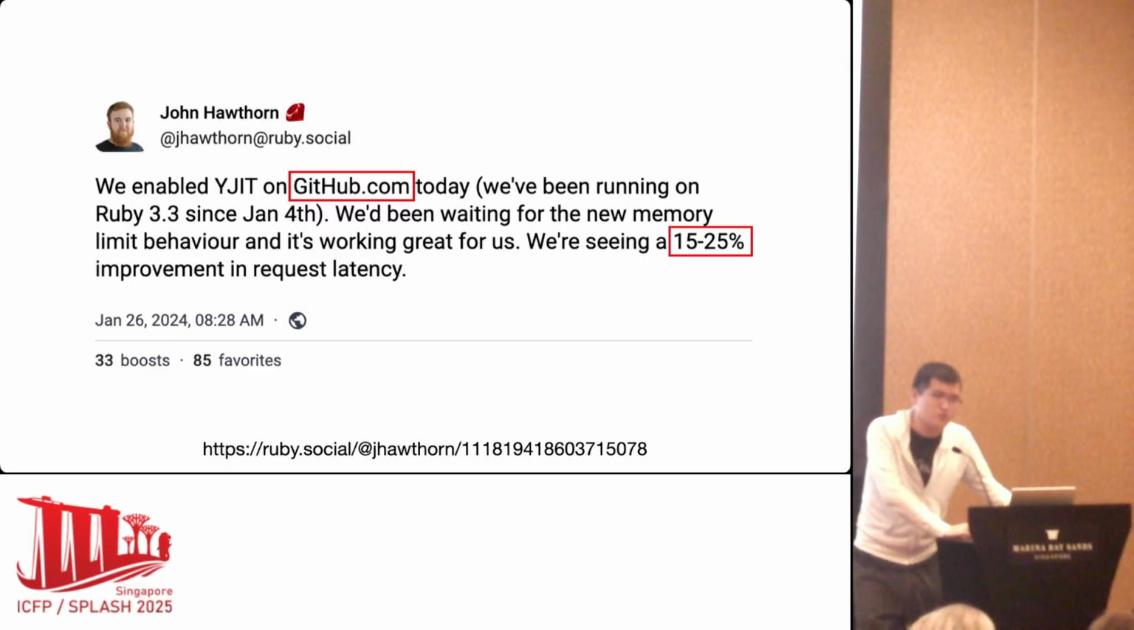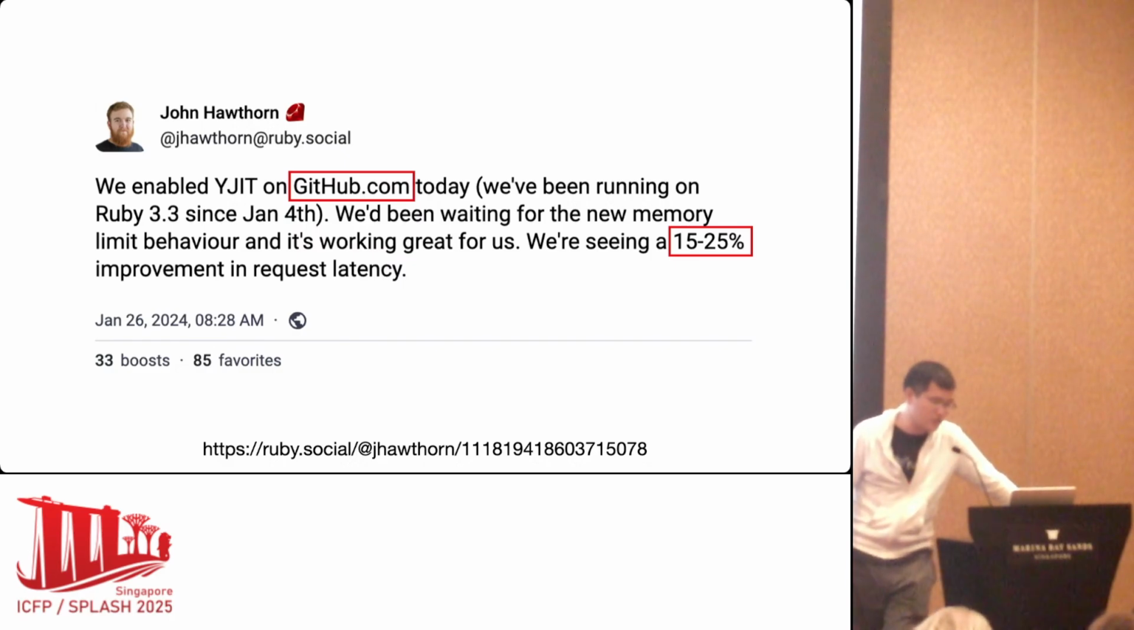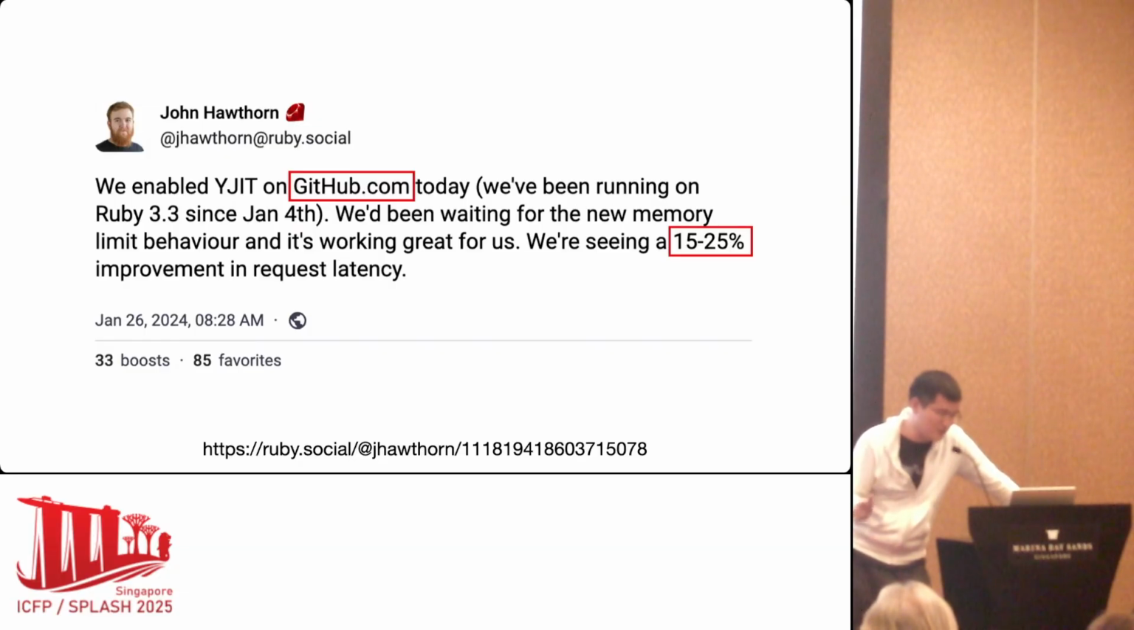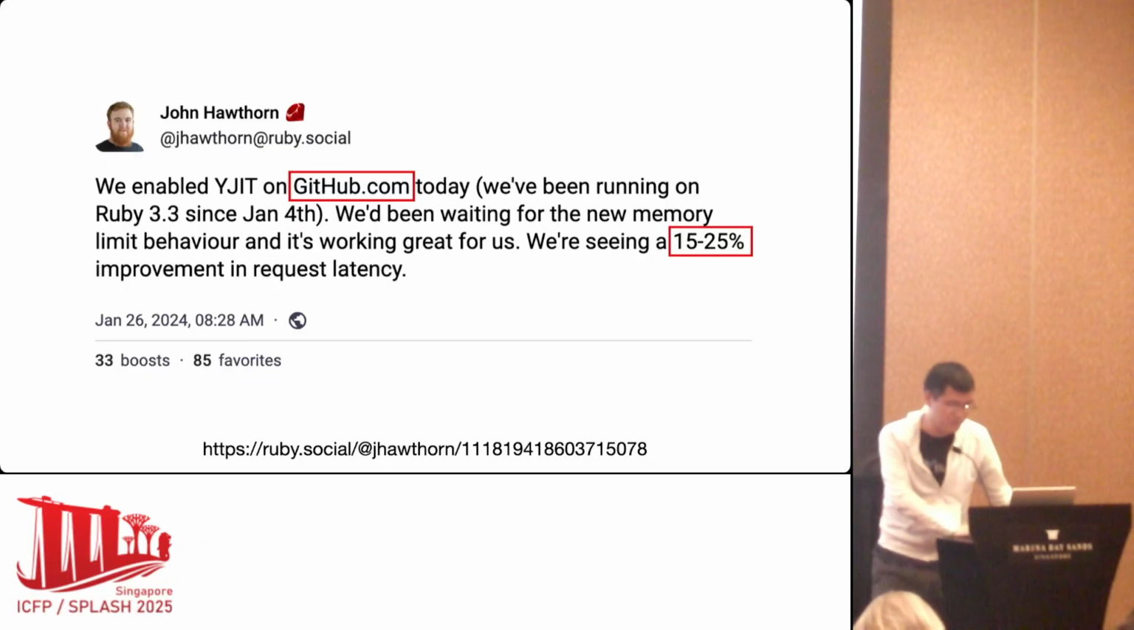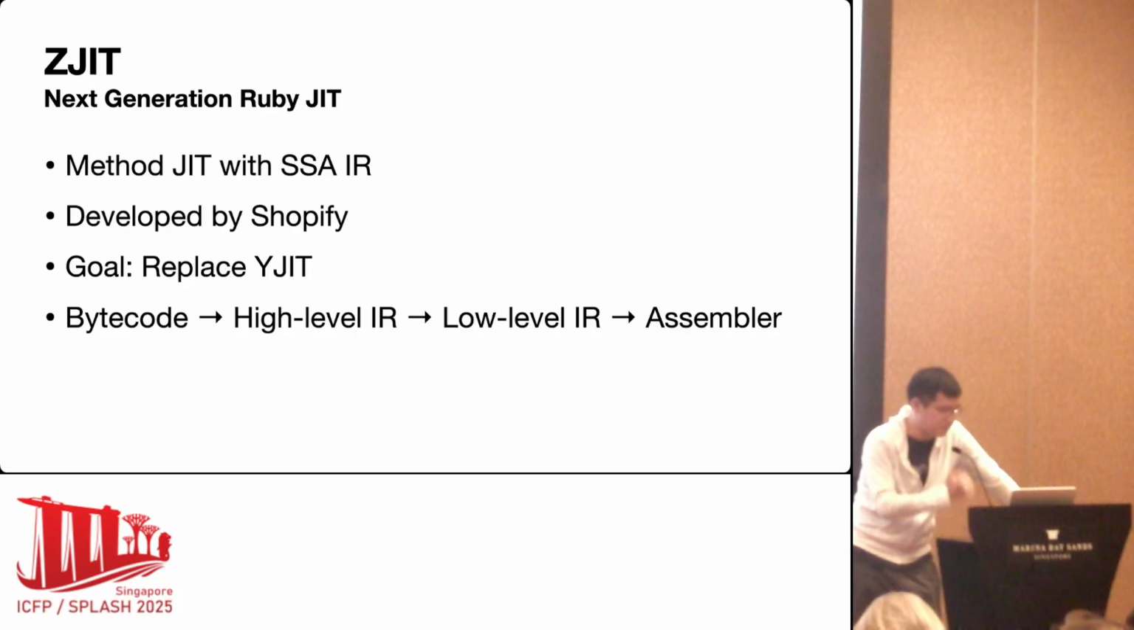GitHub also uses YJIT in production, and they saw a 15% to 25% speedup in production. It might not seem like a lot, but for Rails applications, it's kind of a lot. I'm going to talk about that later, but generally, the community has seen a 10% to 20% improvement when they turn on the YJIT flag. So they get those kinds of performance improvements basically for free.